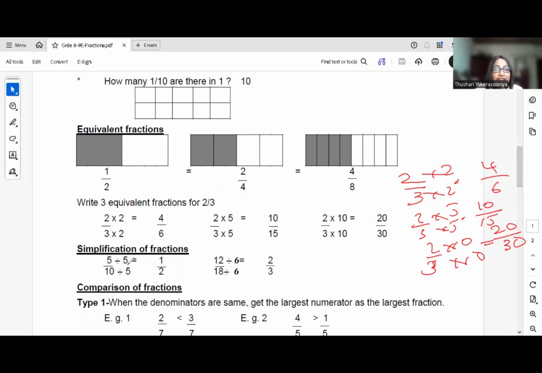In a similar way, by dividing the numerator and the denominator by the same number, we can have the equivalent fractions also, right? Now look at this 5 over 10. This is called simplification of fractions. We simplify, make it small, divide both by 5 and 5. That is 1 over 2. Then 12 over 8, you can divide by 6. Divide by 6, that is 2 over 3.